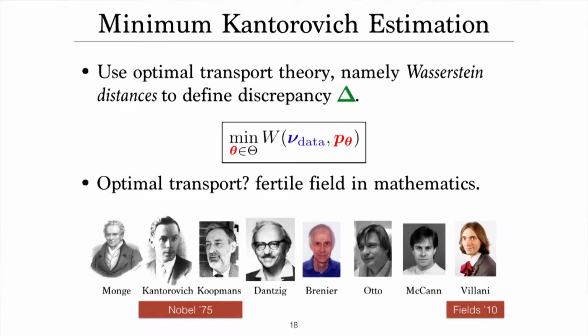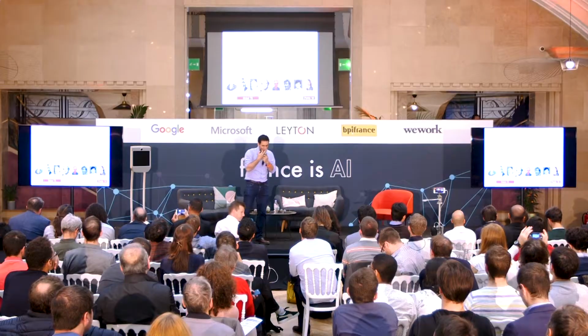So let me say a few words about this. What we want to do is to measure the discrepancy between your generative model and the blue points using optimal transport, and more specifically using something called the Wasserstein distance between the two distributions. So in equations, I would like to minimize as a function of theta the Wasserstein distance between the manifold and the data.